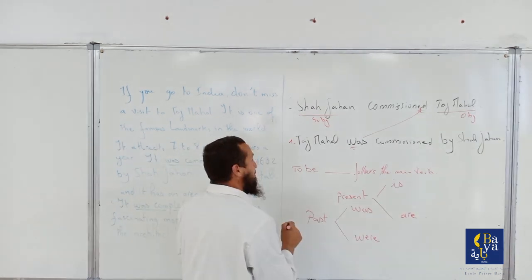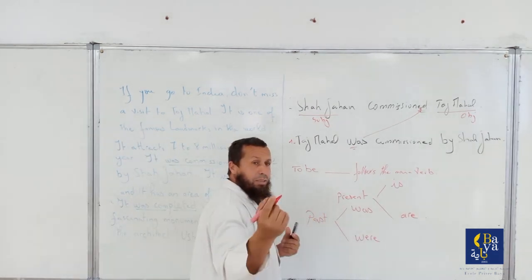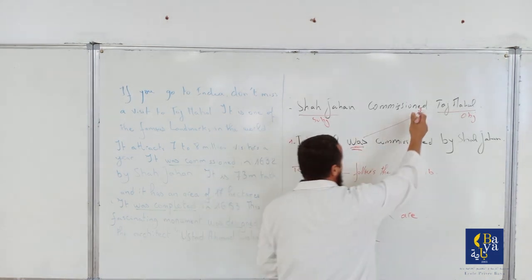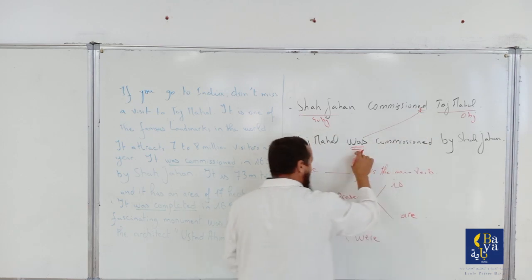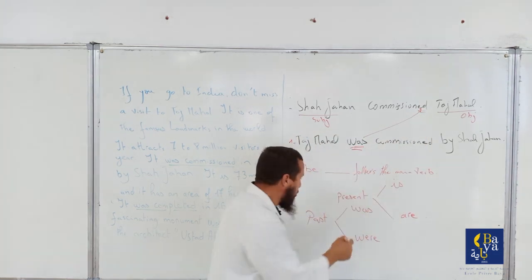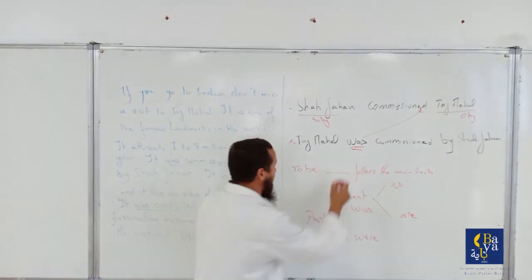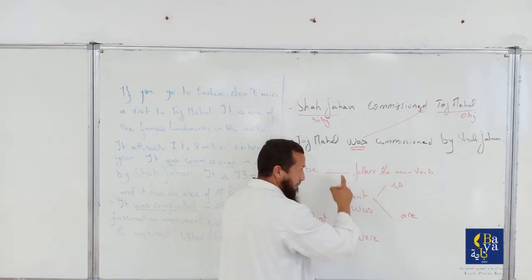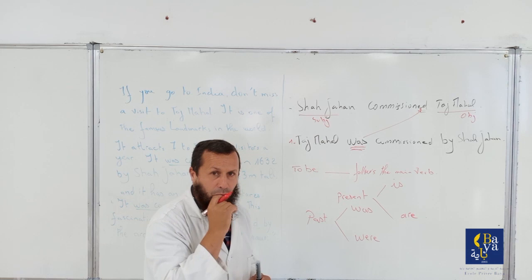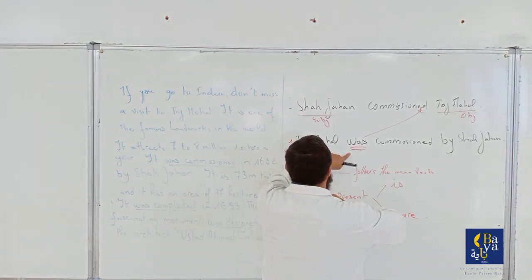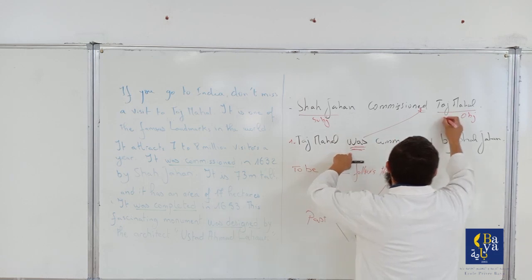Now, you can tell me, but sir, okay, it's okay that the verb is in the past, but here we have was. Why is it not were? I will tell you. Plural and singular of verb to be: the plural or the singular form of verb to be follows the object.